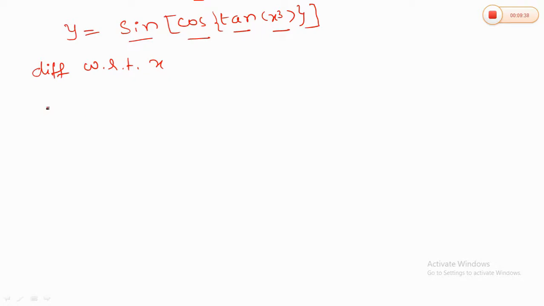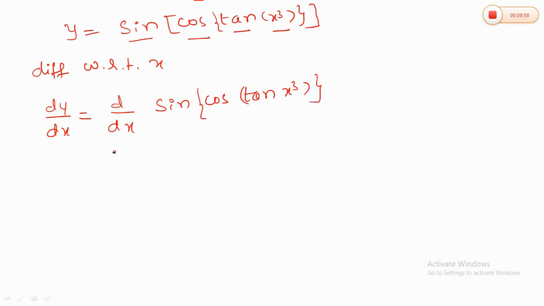So I will go to this step, dy by dx equal to d by dx of sine of cos of tan of x cube. First we come across sine, so the derivative of sine is cos. So write the remaining term, cos of tan of x cube.